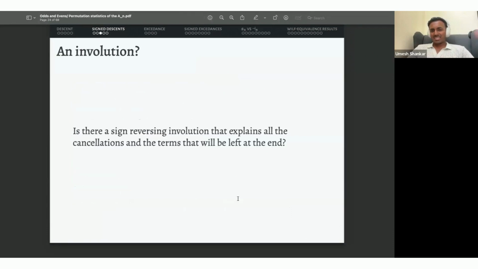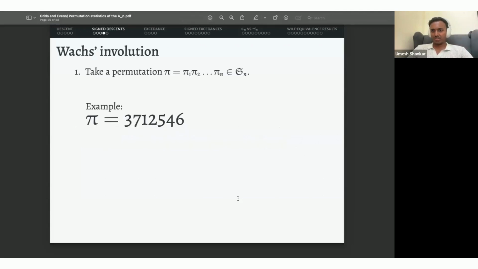So we can ask, is there a natural way that explains this cancellation? Is there a sign reversing involution that explains all the cancellation and explains what these terms are that are left behind in the end? This was hinted at in the paper of Foata and Désarménien, and shortly after Michel Vauchassade de Chaumont gave an involution. So let's take a look at that involution.